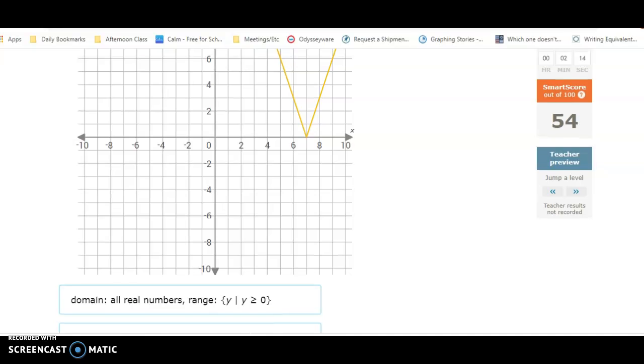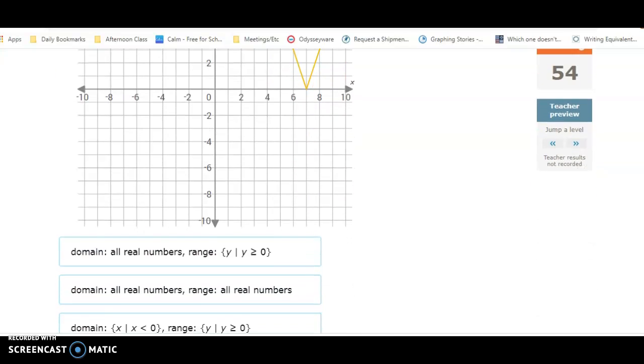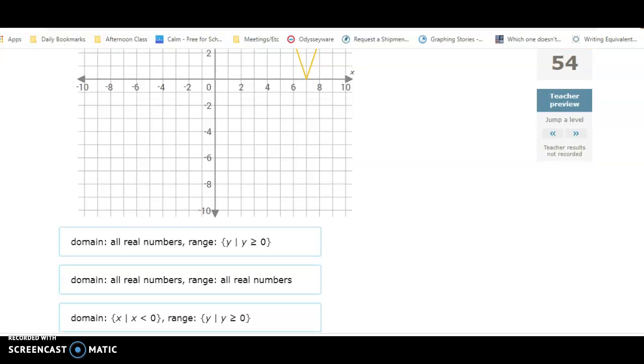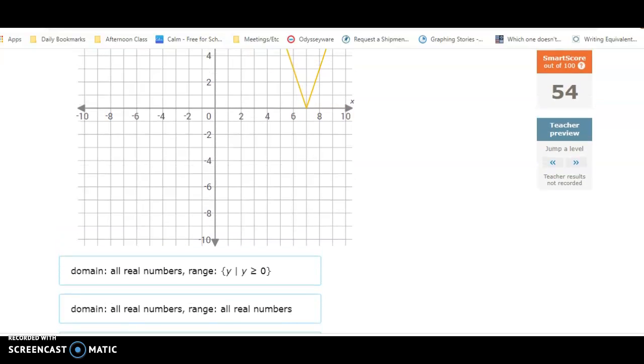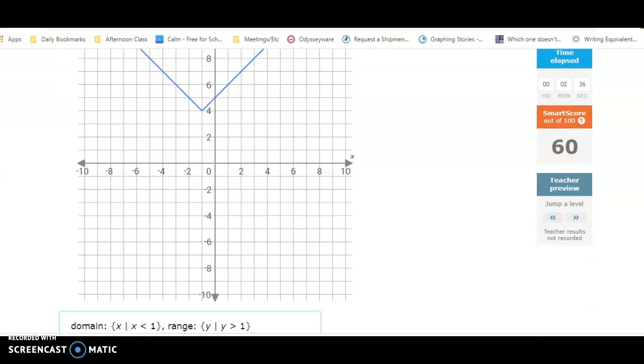So this one is shifted, but notice it's not shifted up and down. And so the domain is all real numbers, like always, and the range is just y is greater than or equal to 0, because the y of the vertex is still 0, even though it's been moved to the right. So here we go, got domain and range here.